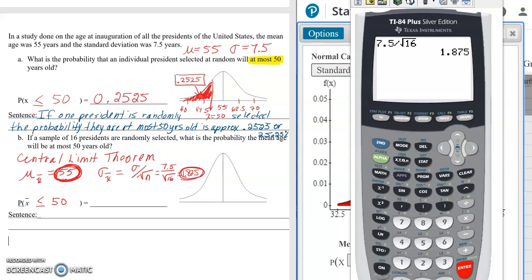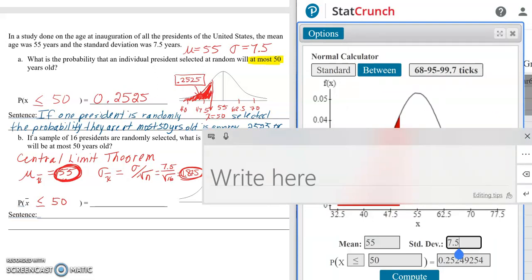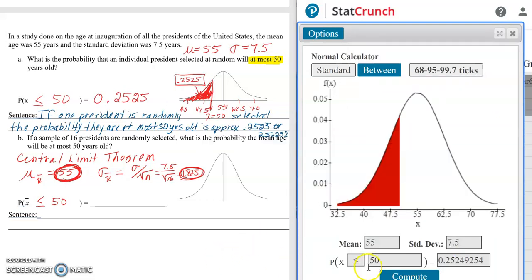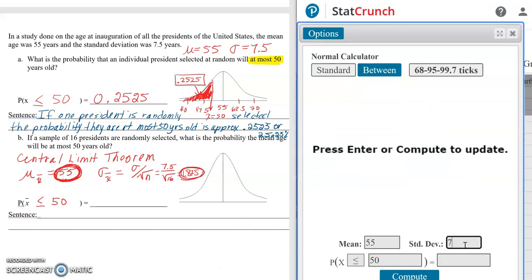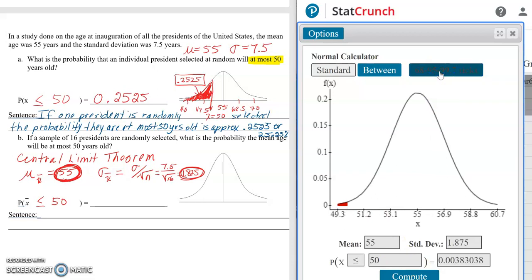On StatCrunch, we keep the 55 and change our standard deviation from 7.5 to 1.875. Hit compute. This changes our probability. Again, I'm going to make sure I hit the 68, 95, 99.7% tick mark to get accurate readings on my bell curve.